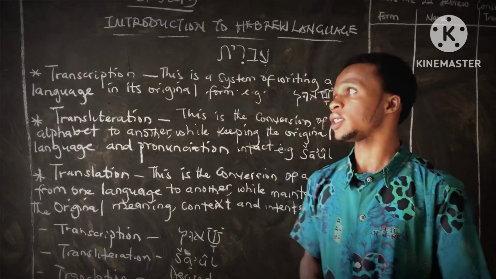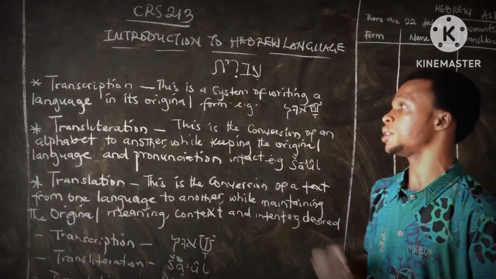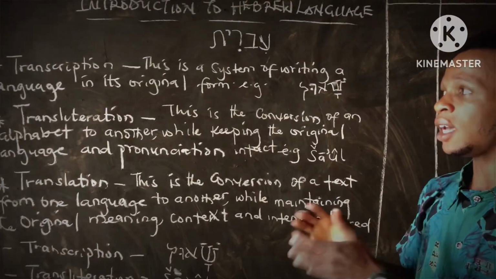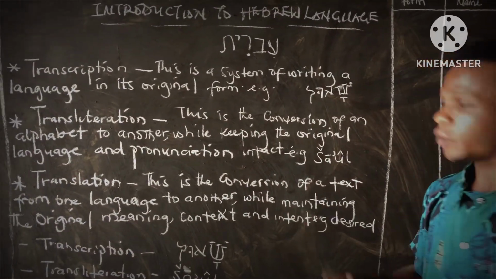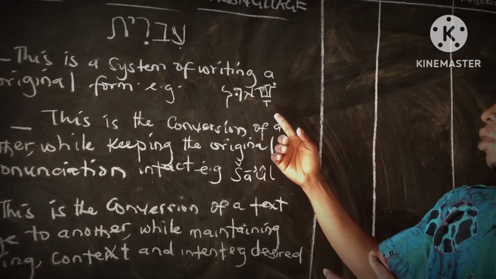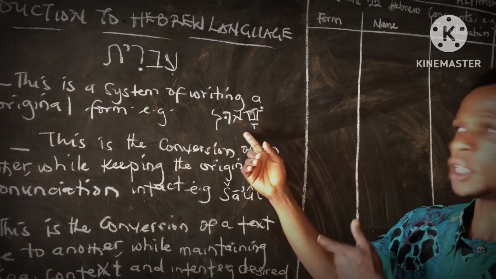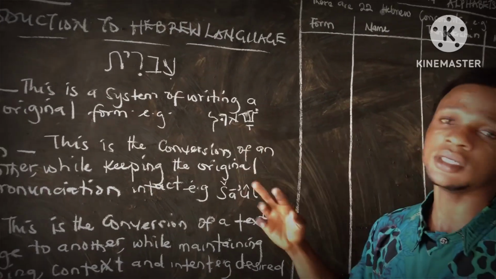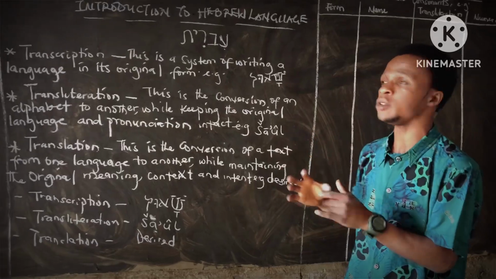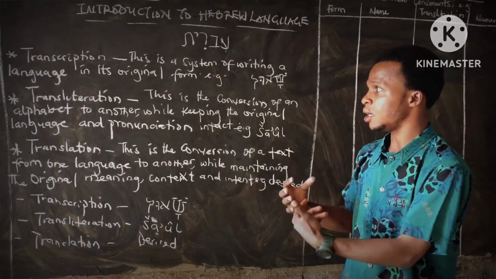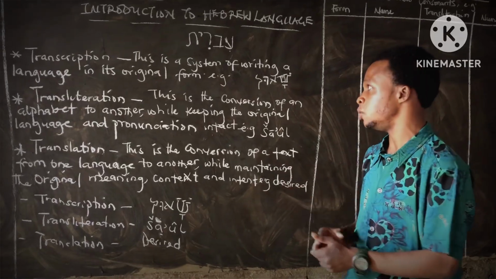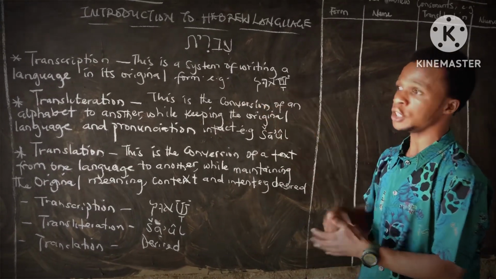So when we talk about transcription, what does it mean? It simply means the system of writing a language in its original form. So for instance, we have the original language form of Hebrew called Shahul. This is what we call Shahul. When you write a particular text in its original form, that is its original language. So like we have it here, Shahul.